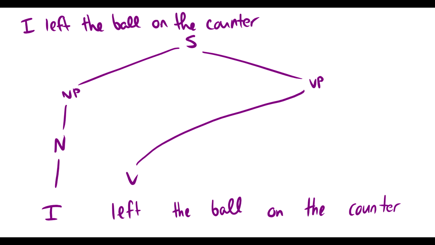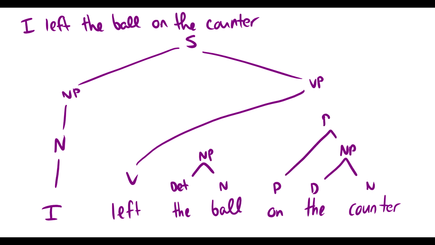And, okay, the ball. Well, we know that the is a determiner, ball is a noun, on is a preposition, the is a determiner, and counter is a noun. Determiners and nouns form noun phrases. So we have two noun phrases here. A preposition and a noun phrase form a prepositional phrase. And I'm not sure exactly how to connect these together, so we'll just say that each of these goes to the VP.